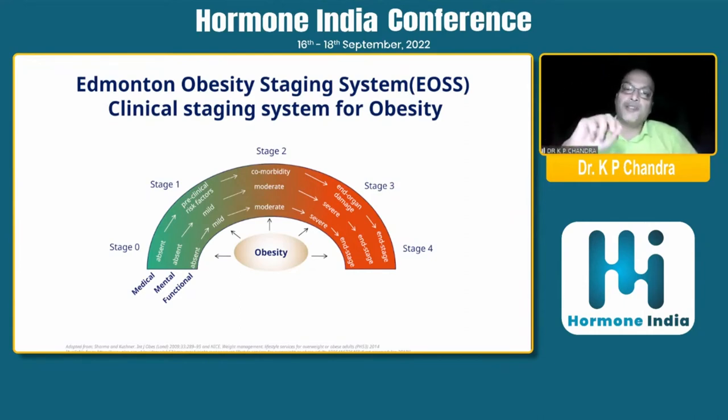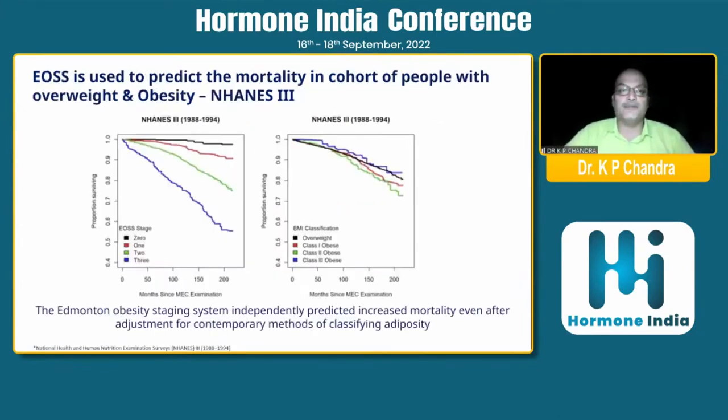So a patient of, say, similar BMI may be in any of these five conditions: medically, mentally, or functionally. Similarly, no functional compromise, mild functional compromise, moderate functional compromise, severe functional compromise, or end stage compromise. So for each BMI category, we need to put these three factors into it and then stage the obesity. This staging system is called the Edmonton Obesity Staging System.